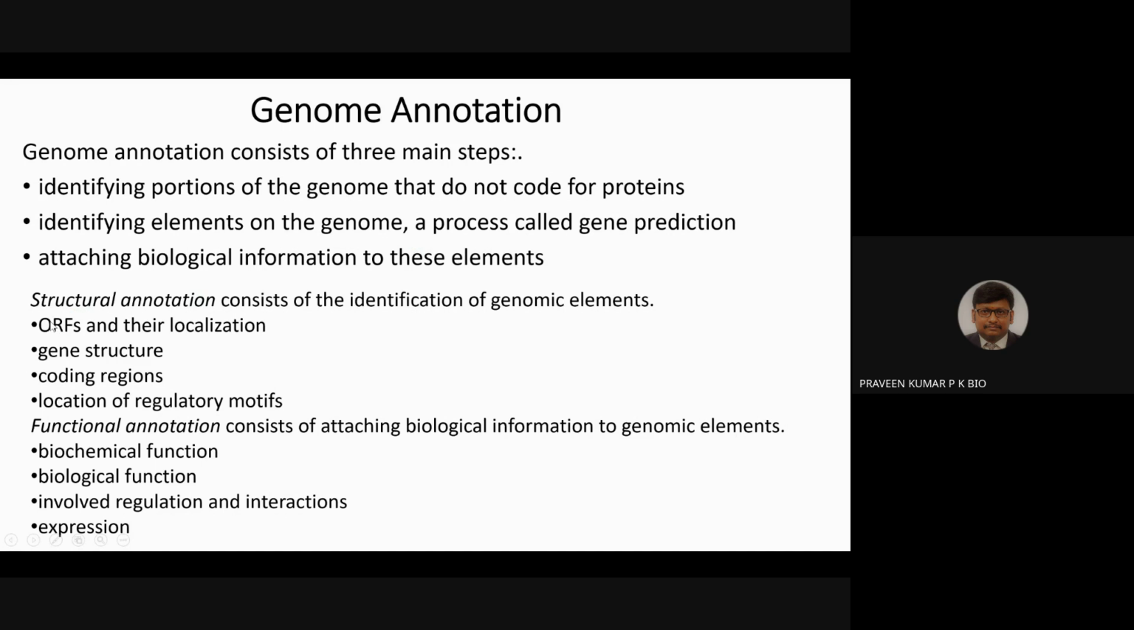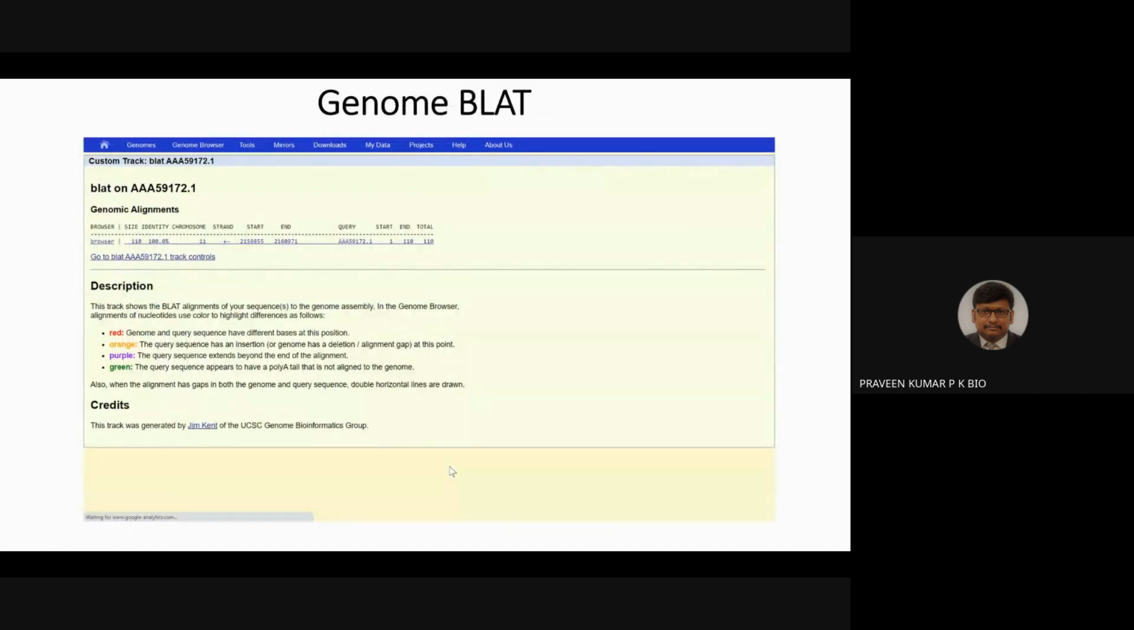She should have the structural annotation. She should have ORFs and their localization, gene structure, coding regions, location of regulatory motifs, etc. If it is functional annotation, we have to find this information: biochemical, biological. Got it. So these are the information generally we need, other than the gene information mapped from the clone contigs. So annotation is also important for a genome.